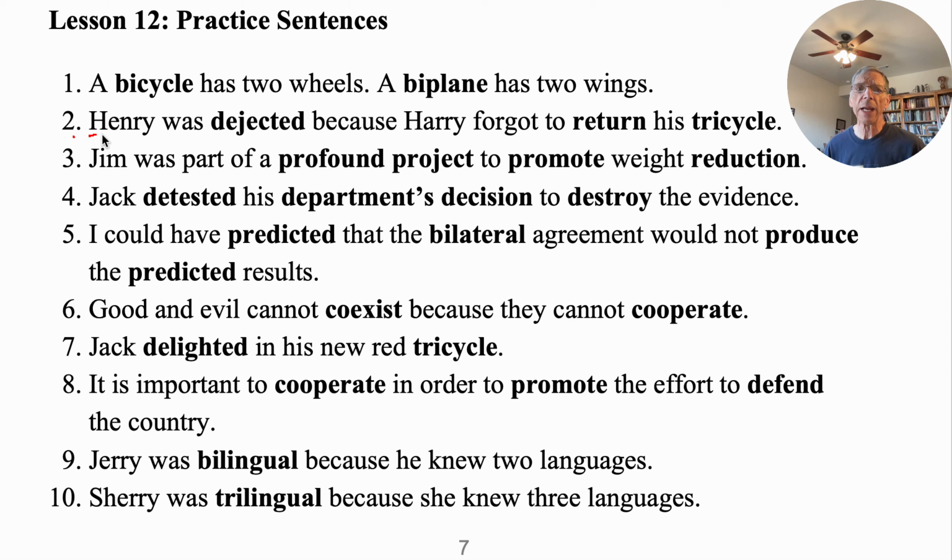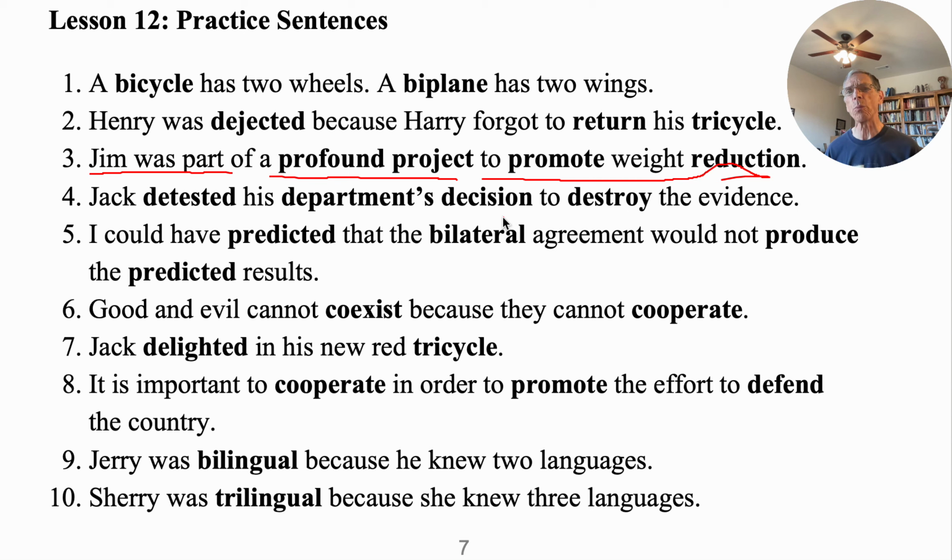Number two, Henry was dejected because Harry forgot to return his tricycle. So you can see all of these prefixes on the dark words, which are words from what we just got done studying. And they're all long vowels: deject, return, and tricycle. Number three, Jim was part of a profound project to promote weight reduction.